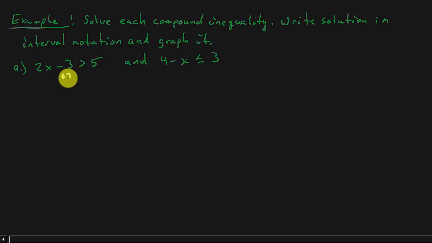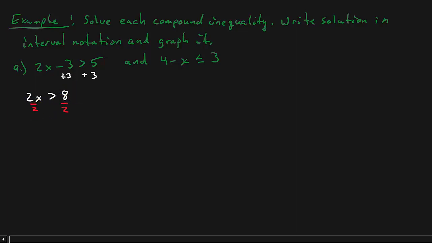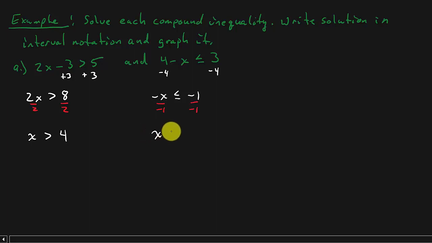So I'm going to add 3 to both sides. So I get 2x is greater than 8. And then I'll divide both sides by 2. And so that's x greater than 4. All right. Now this one, I'm going to subtract 4 to both sides. So I get negative x is less than or equal to negative 1. Divide both sides by negative 1. I divided both sides by a negative number. So that means I have to reverse the inequality symbol.